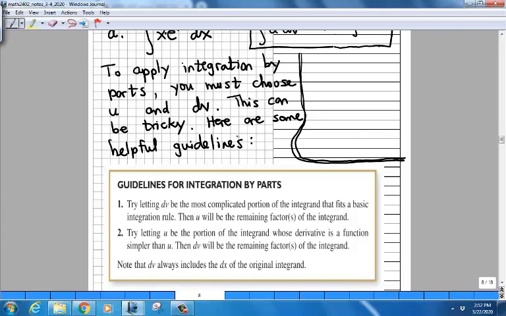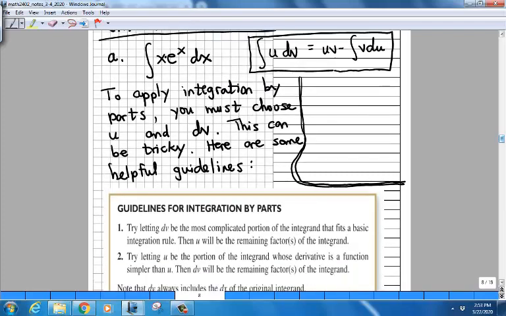So you want to see if you can pick out part of the integrand so that when you differentiate it, you get a simpler expression. If you pick out part of the integrand where you integrate it and you get a more complicated expression, that's probably not a good choice for u, right? You're going to let u be the part that's not easy to integrate, but when you integrate it, it gives you an easier expression. All right, let's see if we can practice these guidelines on this particular problem.